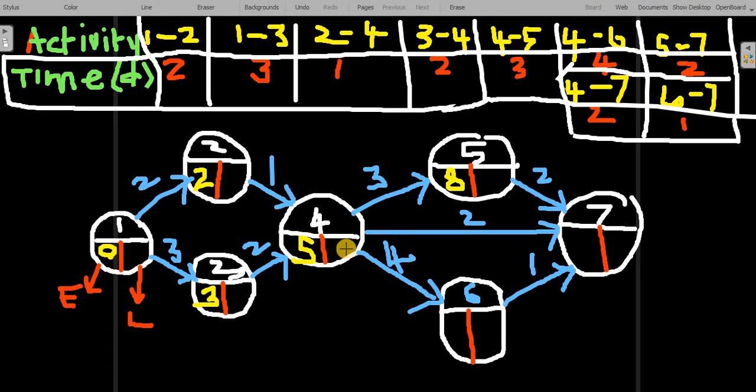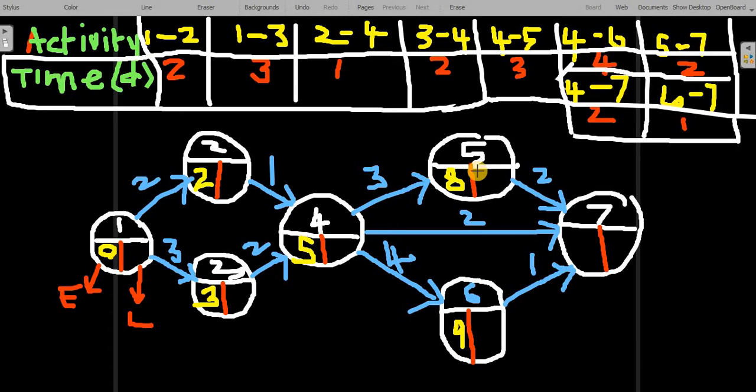Here also there is directly coming here. There is no problem. 5 plus 4, 9. But in this particular case, to fill up the earliest time in the 7th event, there are 3 arrows ending here. So in the 3 ways, we have to find out the earliest time, and whichever is the maximum, that we have to write there.